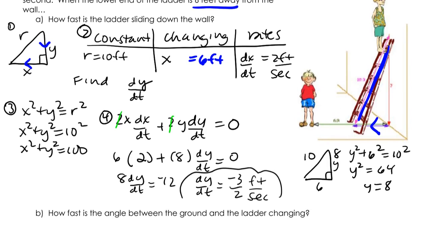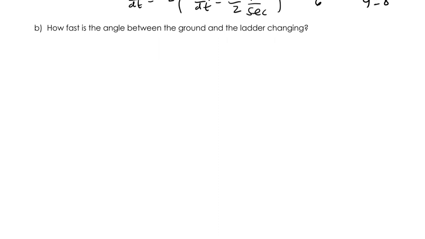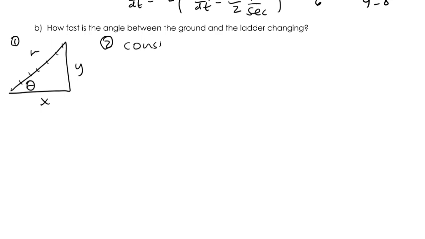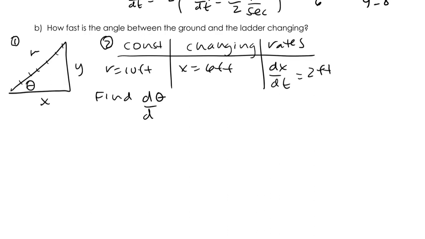Okay, look who's up. We have some angles now. Okay, this is going to be the last one. Let's go ahead and draw our picture. We still have r, x, and y, but now it says how fast is the angle between the ground and the ladder? Well, here's your ladder, right? So here's our angle. All of this should be the same as above, so we really don't need to copy it over if you don't want to. Okay, so same situation. Now we want to find how fast the angle is changing, so we want to find d theta/dt.